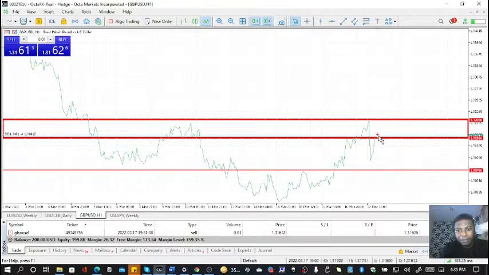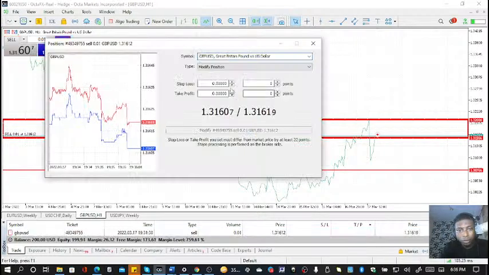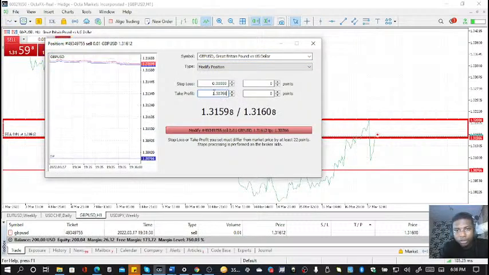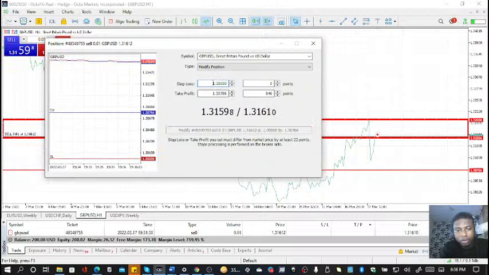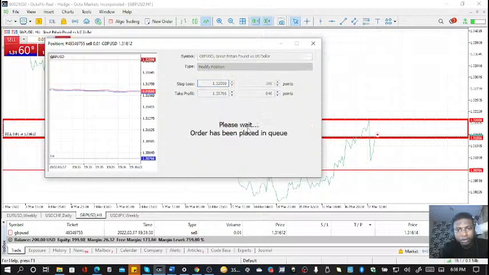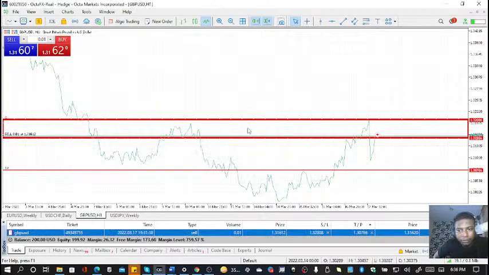So we are expecting price to push down further. Let's set our take profit here. We are setting our take profit to 766, and then our stop loss to 1.32008. All right, so when we modify that, the order is placed in the queue and taken. So we can see that our stop loss is here.